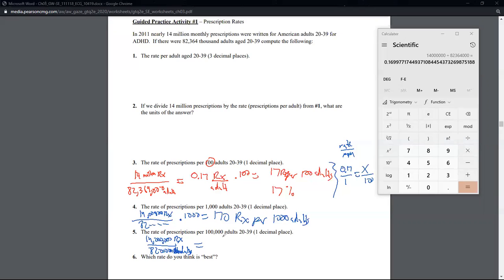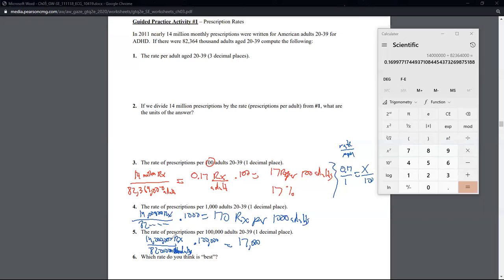This looks terrible. And then you're going to multiply it, sorry, not equals. Do times 100,000. And some people would have this answer as 17,000. And then it would be prescriptions per 100,000 adults.